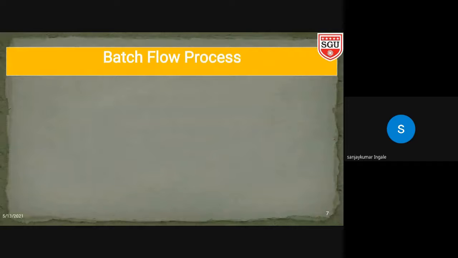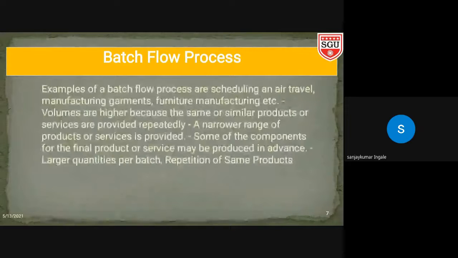Batch process. Examples of batch flow processes are the manufacturing of garments, furniture, and air travel, etc. Flows are higher because the same or similar products or services are provided repeatedly. A narrow range of products or services is provided. Some of the components may be produced in advance for the final product or service.